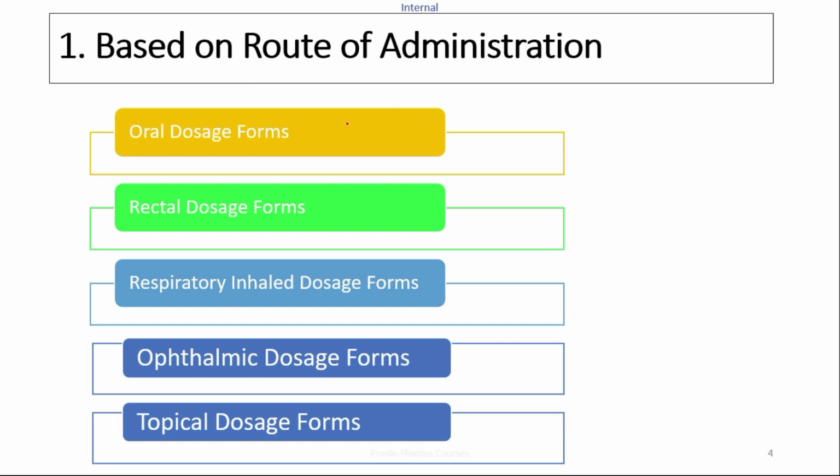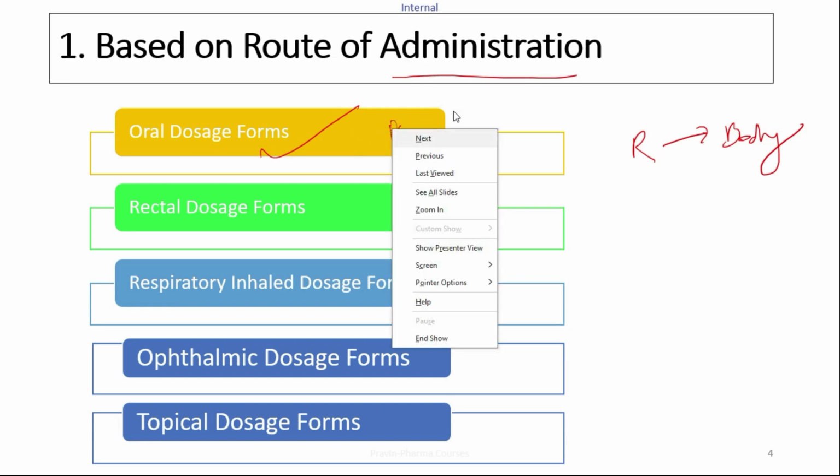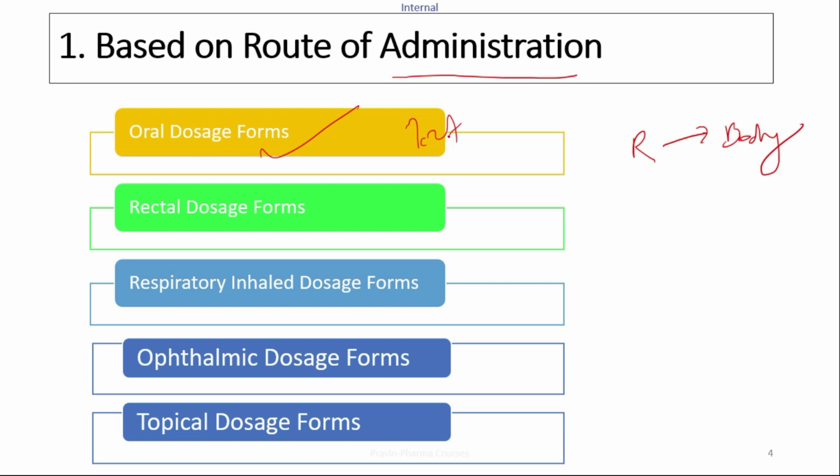So first is based on the route of administration. Route of administration means from which route it is given into our body. So oral dosage forms are given with the help of mouth, right? Rectal, from the rectal route it is given. Respiratory, inhaled, this is also from the mouth, but it is inhaled. Ophthalmic, it is given to the eyes, and topical, it is given through the skin. These all are the most important routes of administration. So the dosage forms are divided on this basis also.